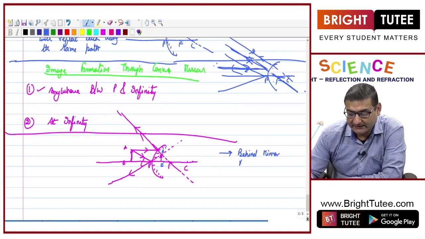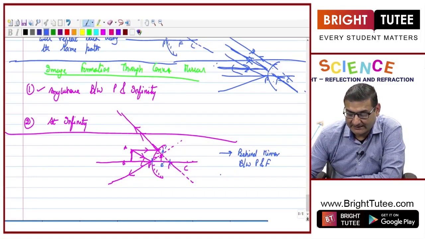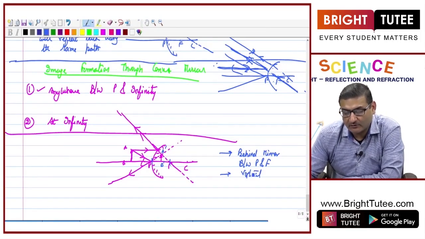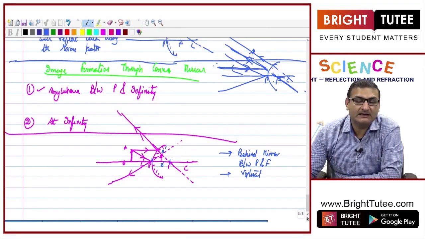Where exactly? It is formed between P and F. This was the pole, this is the F, it is getting formed in between. Next, nature and size of image. The image formed is virtual. Why? Because the light rays are not actually meeting each other.